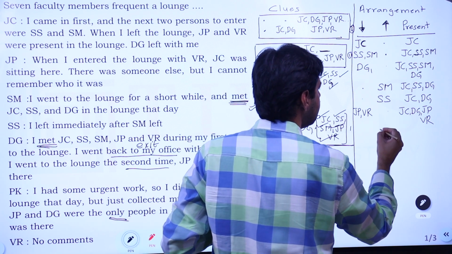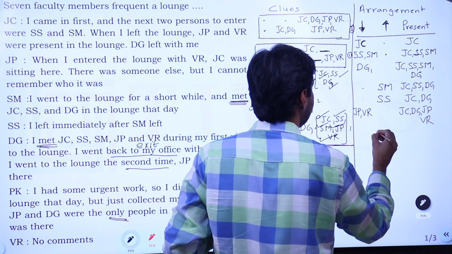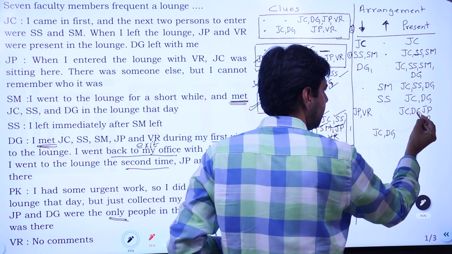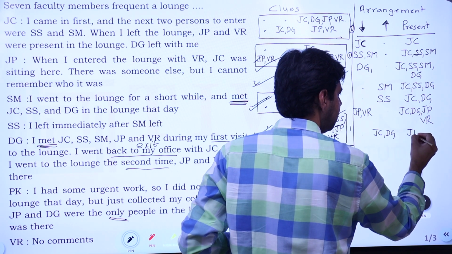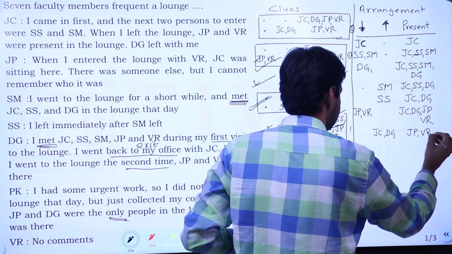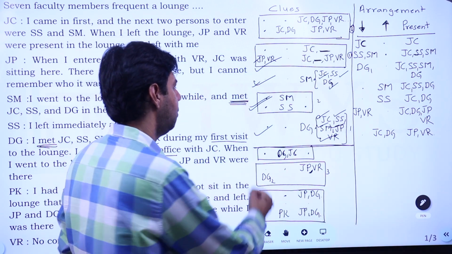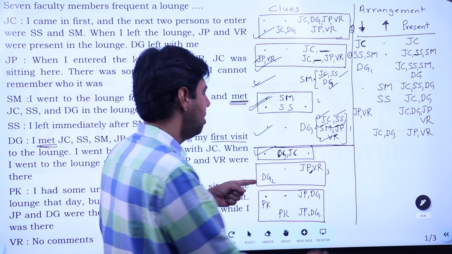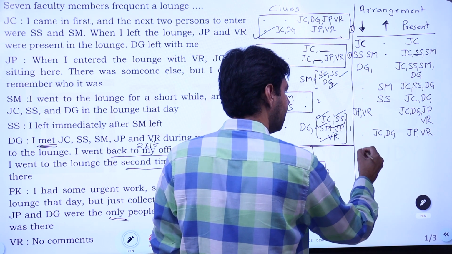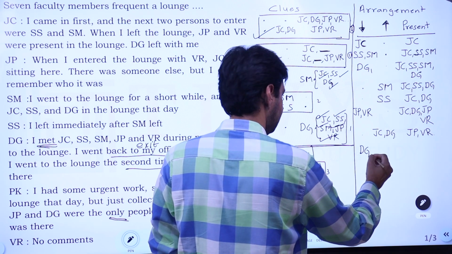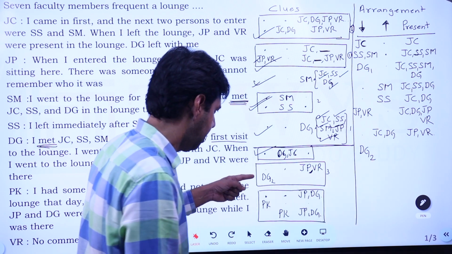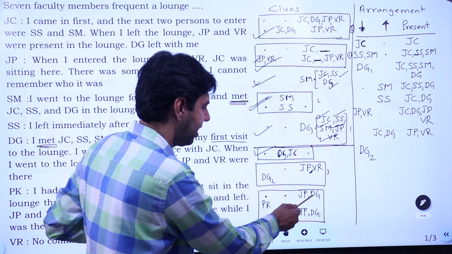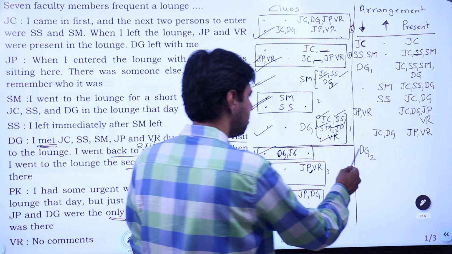So the next event, not clue, is an exit event: JC and DG go out, so who will be left will be JP and VR. JP and VR, and perfect. So the exit has happened, JP and VR, and when JP and VR are there, then DG comes in. So DG left and DG came in again, the second time. Right? Because I want DG out over here, only then will JP and DG again be possible when PK enters. So DG comes in.